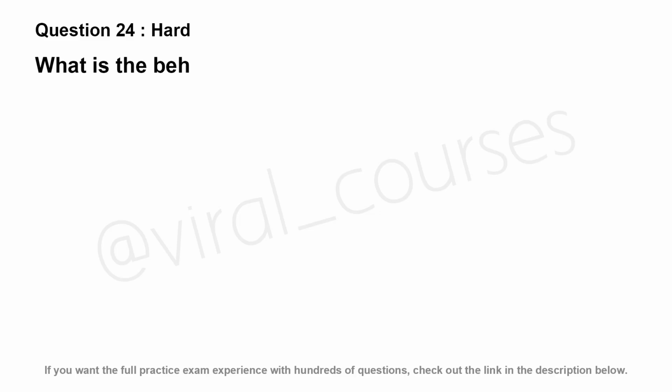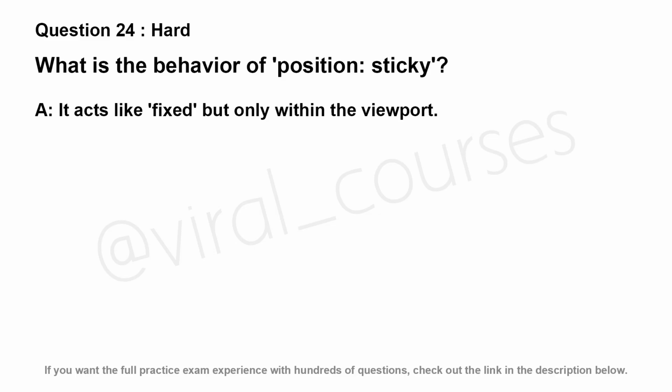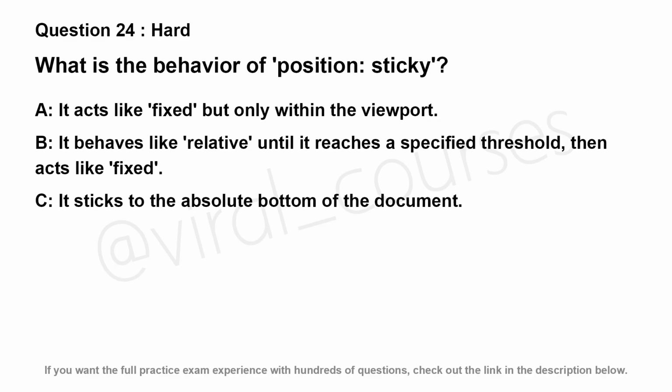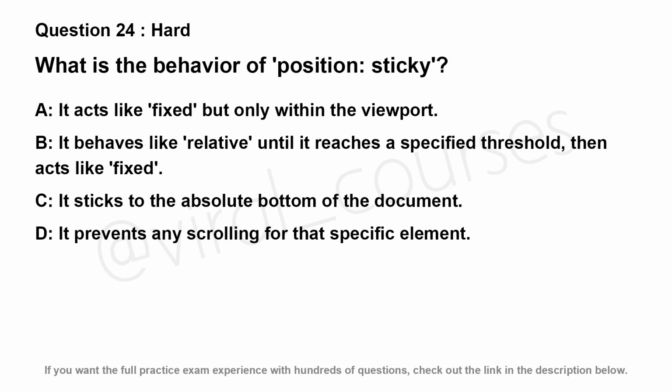What is the behavior of position: sticky? Option A, it acts like fixed, but only within the viewport. Option B, it behaves like relative until it reaches a specified threshold, then acts like fixed. Option C, it sticks to the absolute bottom of the document. Option D, it prevents any scrolling for that specific element.